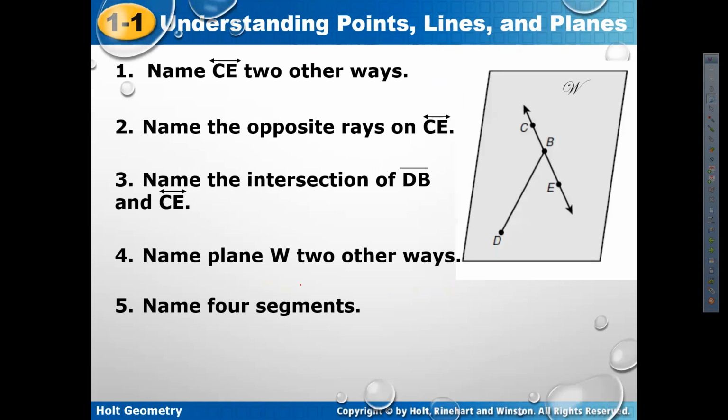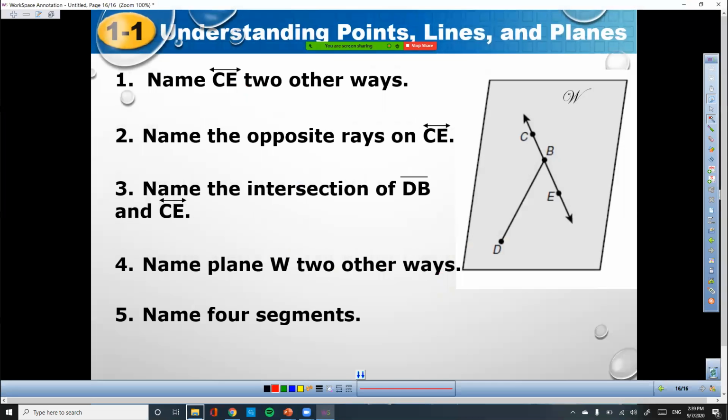All right, so let's try these examples. Now, these examples are going to be very similar to the ones that are going to be in your assignments. So the first one here, they want us to name line CE two other ways. So let me see. Line CE is this line right here. And they want us to name it two other ways.